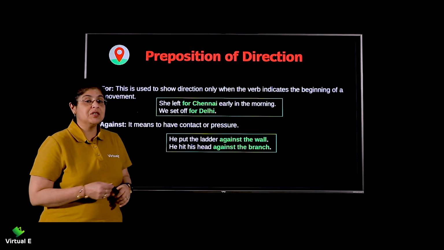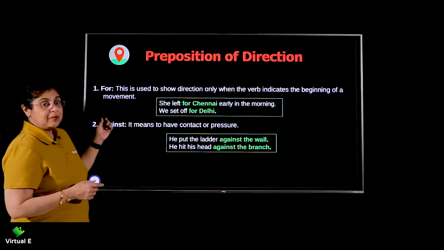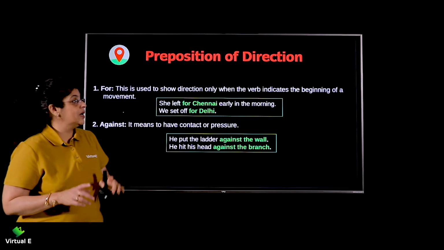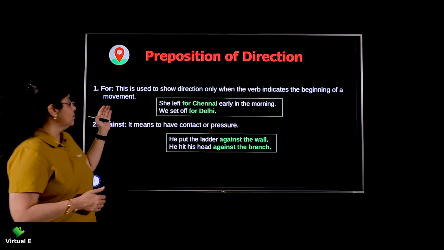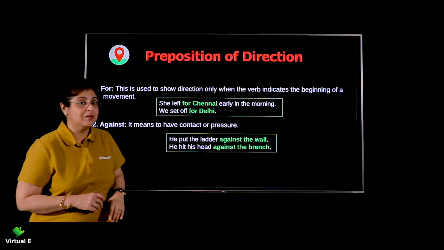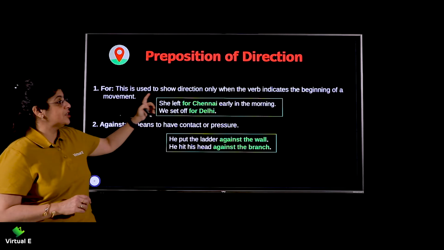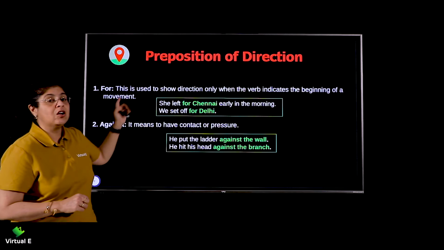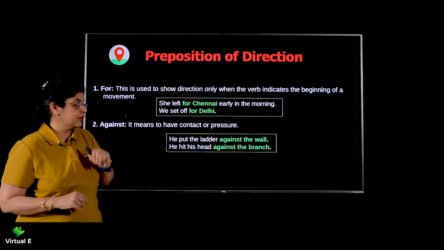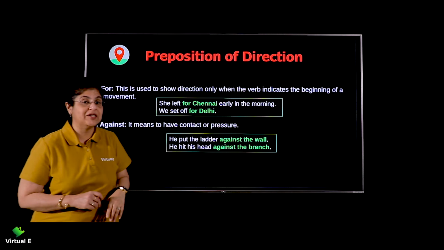Now these prepositions are to be used when you are talking about a certain direction. For example, for, this is used to show direction only when the verb indicates the beginning of a movement. Like, she left for Chennai early in the morning. We set off for Delhi. So what is it telling you? It's indicating the beginning of a movement, the beginning of a journey. Yeah, that is for.